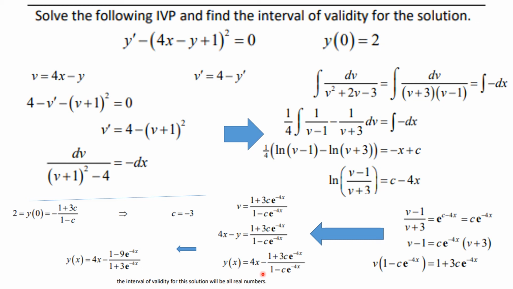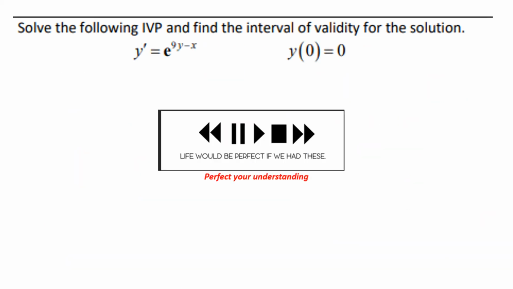The only thing that remains is to figure out what the constant is. We're going to use when x is equal to 0, y is equal to 2. We find out c is minus 3, so this is the final answer. Note that this denominator is never equal to 0, so the interval of validity is all real numbers, minus infinity to positive infinity. Here's one more.